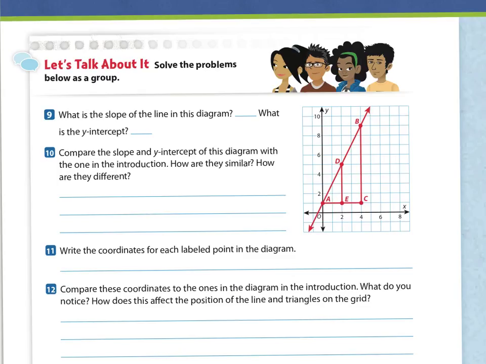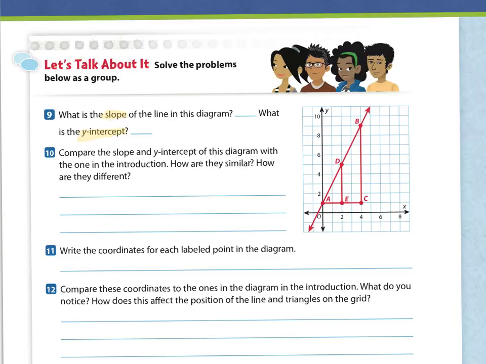All right, so now we're going to be solving this part as a group. Can I get a volunteer to read number 9 for us? Victor. What is the slope of the line in this diagram? What is the y-intercept? Okay, so we need to find the slope. So let's highlight slope. And we also need to find the y-intercept. So let's do it in order. To find the slope, how can we find the slope? What do we need to do?